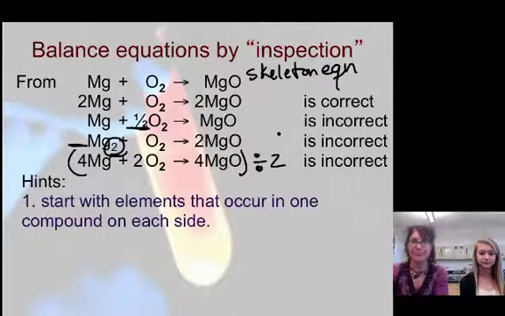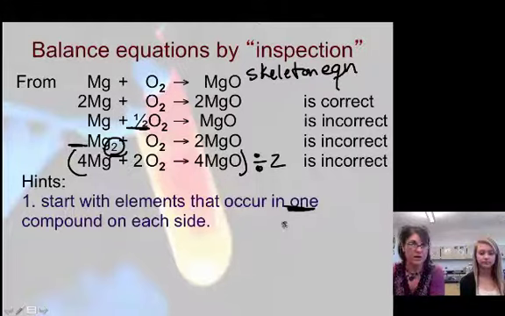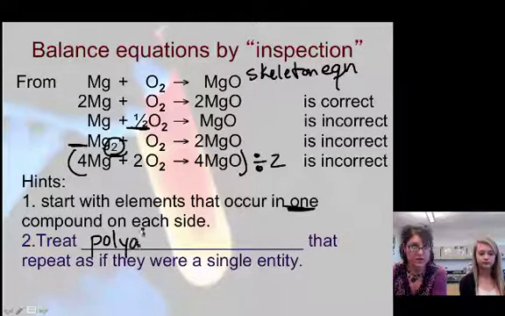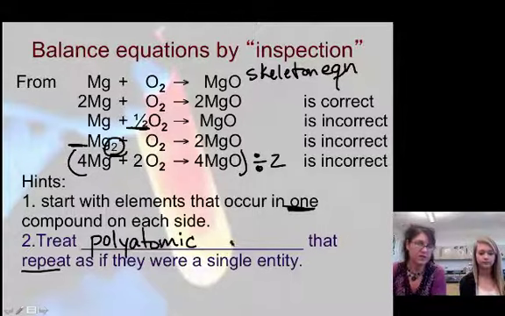Okay, here's some hints. Start with elements that occur in only 1 compound on each side. That will help you balance it more easily. And the other hint is to treat a polyatomic ion as if it was a single entity, especially if they repeat. A polyatomic ion that shows up on both sides of the equation is acting just like a single particle. So we'll see some examples of that.